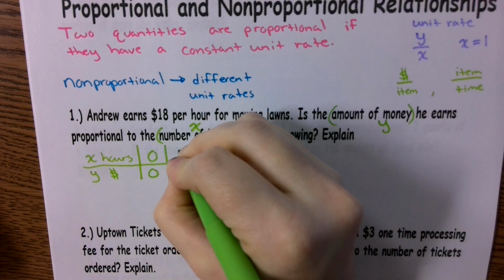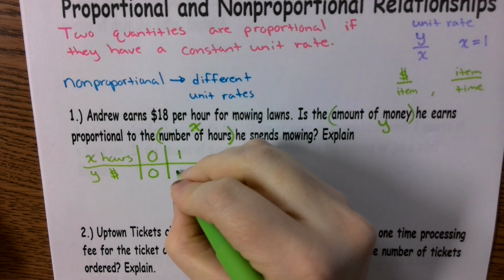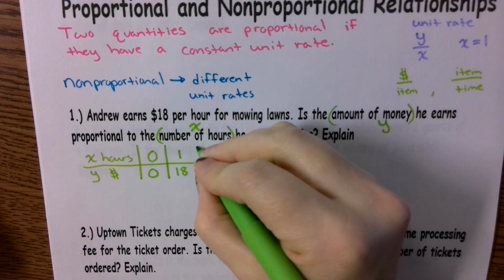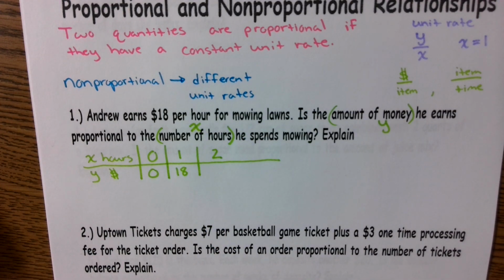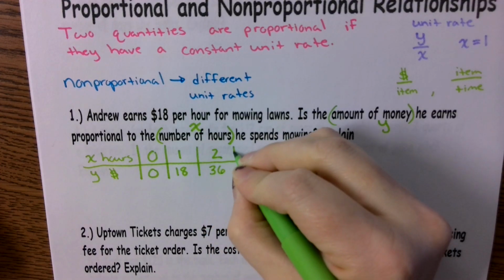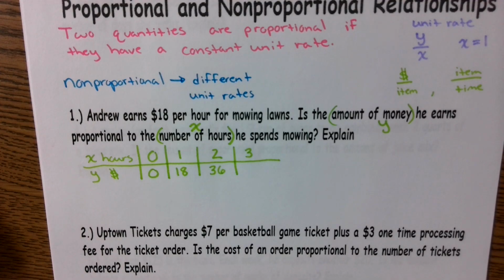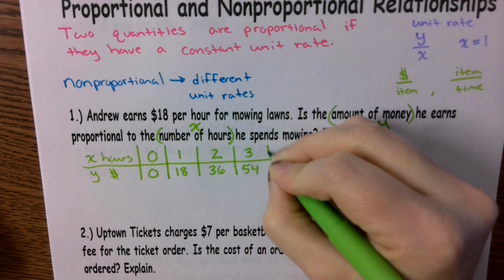What if he works for 1 hour? Will, how much will he make? $18. If he works for 1 hour, he's going to make $18. What if he works for 2 hours? Bubba? 36. He'll earn $36. What if he works for 3 hours? Christian? 54.